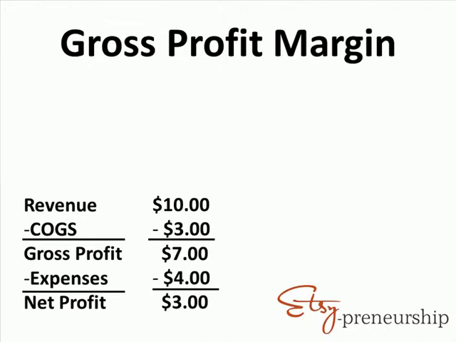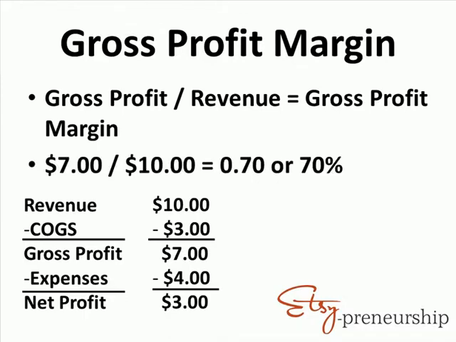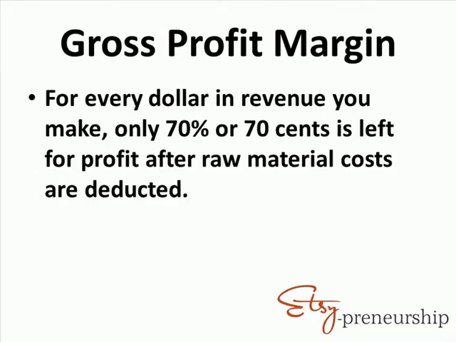If you take that formula, you can really start breaking it down into smaller parts. So let's look at the gross profit margin. The gross profit margin is found by taking your gross profit, that's $7, and dividing it by 10. When you do that, you get 0.7 or 70%. So what does this number tell you? It means for every dollar in revenue you make, 70 cents is left for profit after raw material costs are deducted. So this is your first profit, your gross profit margin.